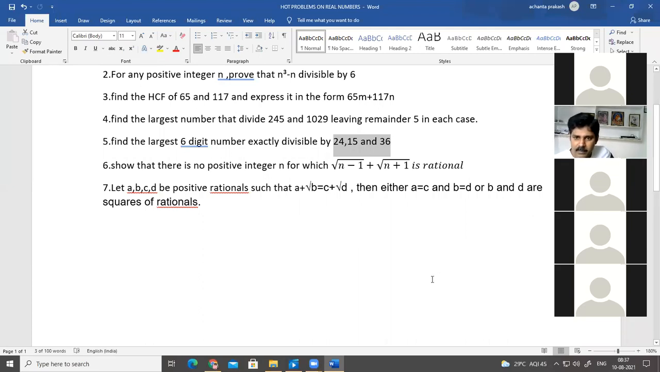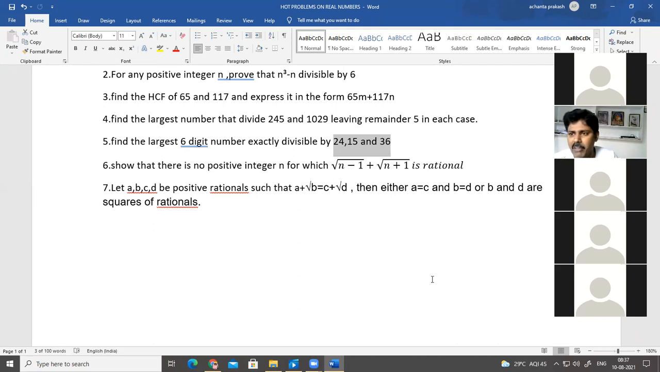Sir, here we have the factors 24, 15, and 36, sir. And we are asked to find the largest 6-digit number which is divisible. So we need to find the LCM, because a common multiple of 24, 15, and 36 will be the largest 6-digit number which is exactly divisible. Yes, that's super. That idea should come from our mind, so that the problem doesn't irritate us. It's very important.